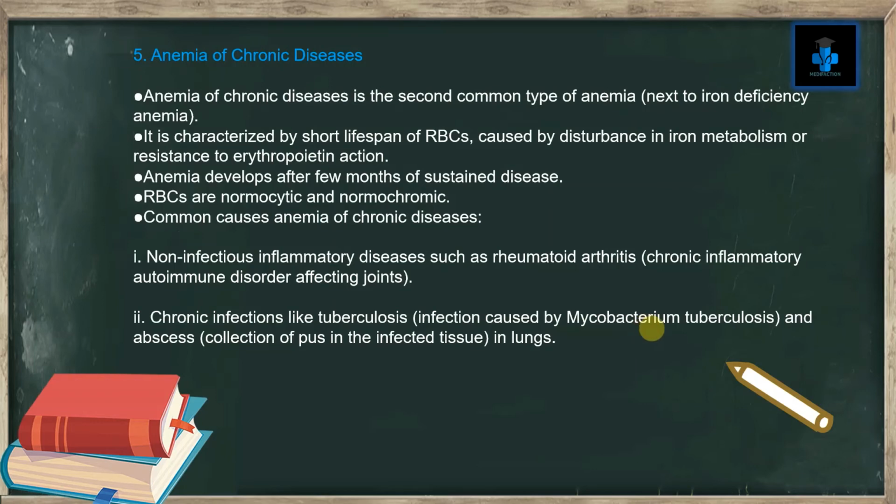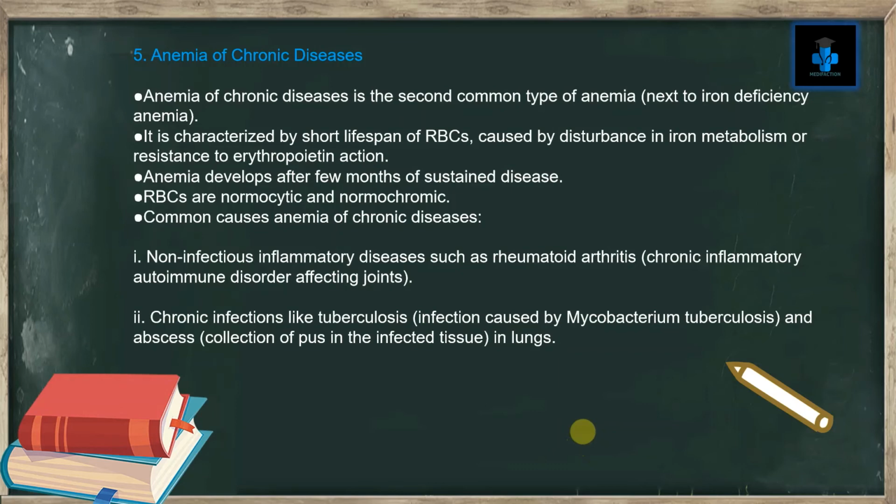The fifth one is anemia of chronic diseases. Anemia of chronic diseases is the second common type of anemia next to iron deficiency anemia. It is characterized by short lifespan of RBCs caused by disturbance in iron metabolism or resistance to erythropoietin action. Anemia develops after a few months of sustained disease. RBCs are normocytic and normochromic.